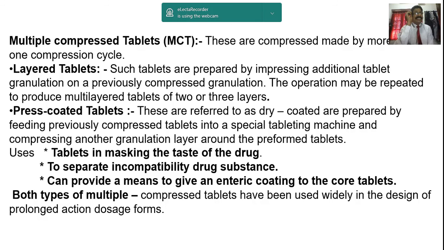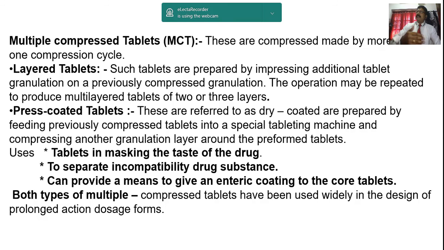What is the shape of the die? What is the shape of the punch? These are all things we will discuss in the manufacturing unit. What is the machinery? All these things we will discuss. At that time you will understand more. But you have to remember the word compression. So you can see there are two types: layered tablet and press coated tablet. What do you mean by layered tablet and press coated tablet?